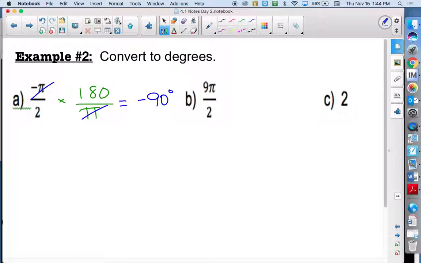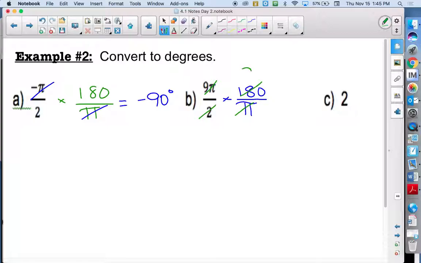So 9 pi over 2, pretty large angle. 2 pi is 1 rotation around the unit circle. So we're moving around the unit circle more than 1 time here. So again, doing a little reducing. Harris, we know that pi's cancel. How would 180 be divided by 2? So what is 180 divided by 2?